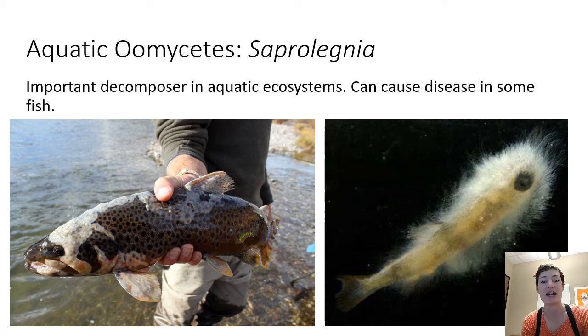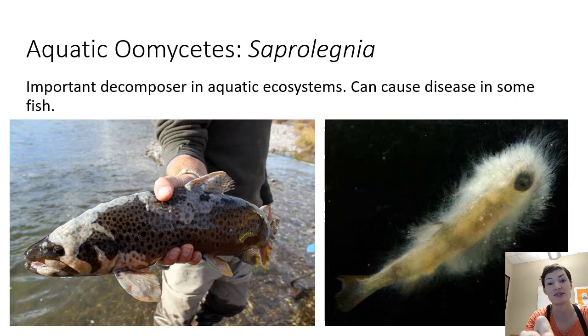So thinking about how they are functioning out in the ecosystem, they're important decomposers in aquatic ecosystems. There are aquatic fungi like the chytrids, but there's a lot of stuff that lives in the water, so we need turnover of those nutrients just like we do on land.